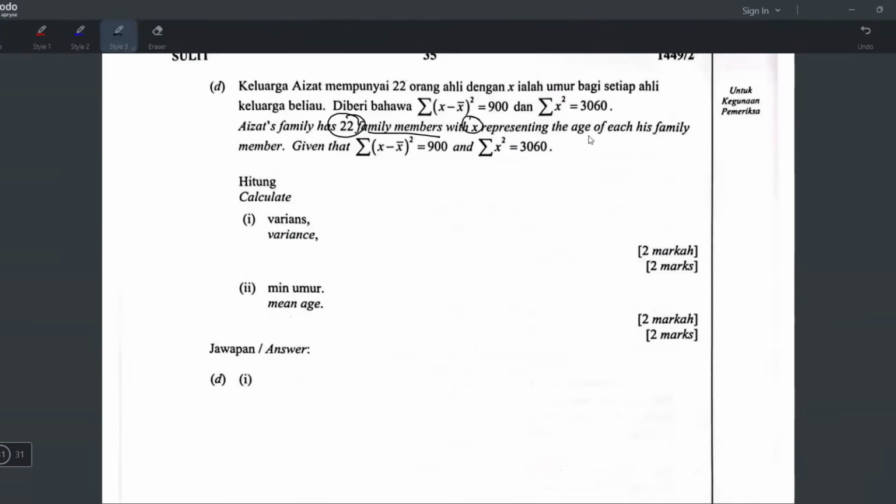And then, with X representing the age of each family member. So X represents age. And given that the sum, this symbol is called sigma and it means sum. So the sum of (X minus mean) squared equals 900, and the sum of X squared equals 3060. Number one, calculate the variance.